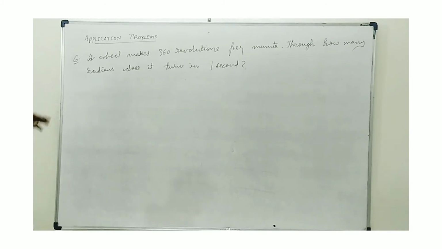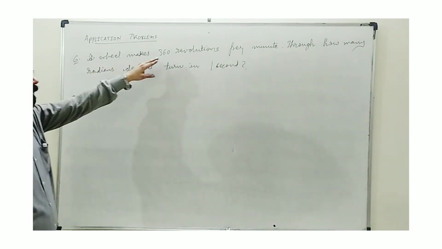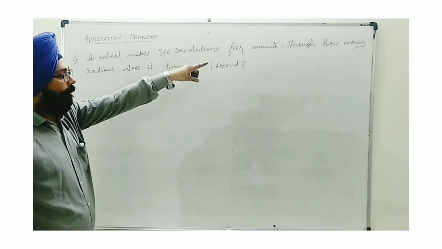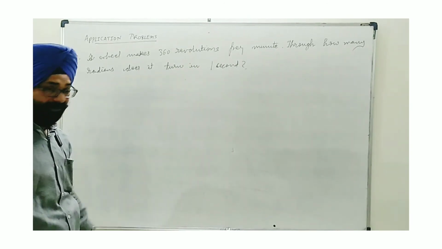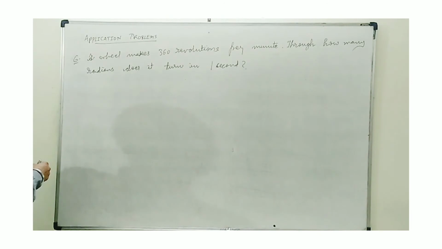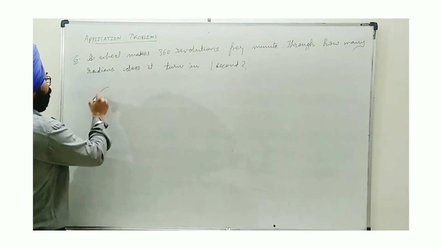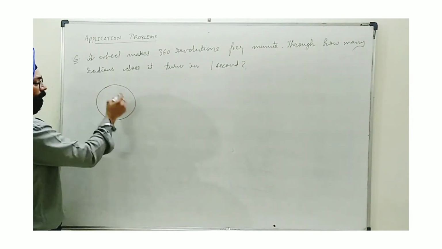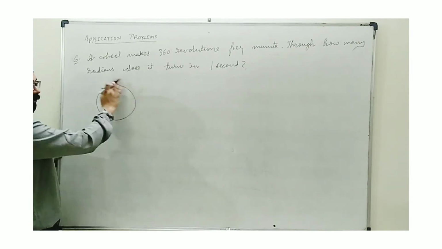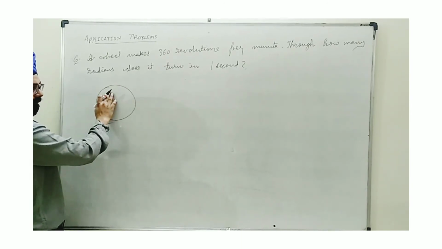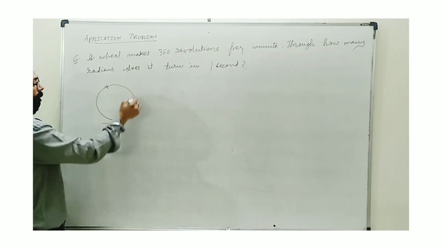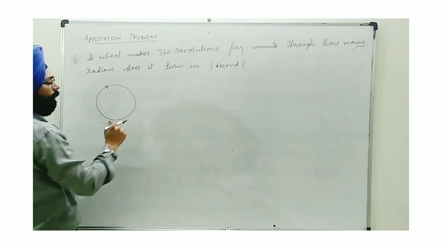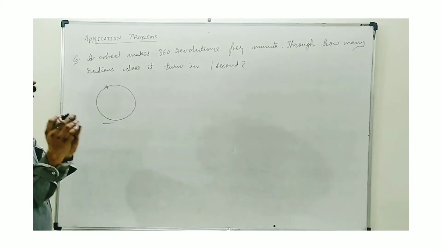Now, in the next question, a wheel makes 360 revolutions per minute. Through how many radians does it turn in 1 second? This question is from NCERT. It says that in 1 minute it completes a total of 360 revolutions. As we know, one revolution is one circumference, the complete circumference made by the wheel. So 360 revolutions are given for 1 minute.